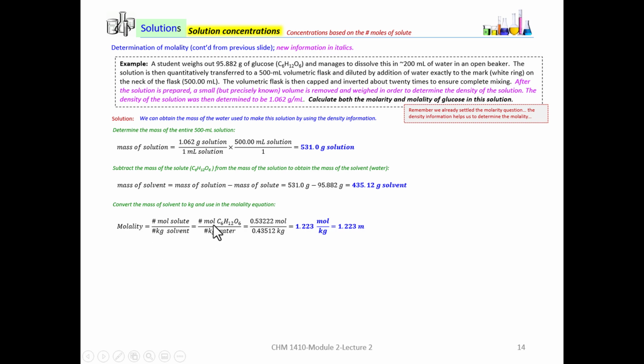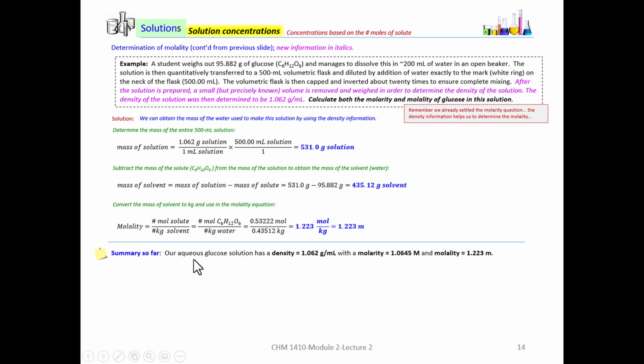So to get molality, we need the number of moles of glucose, which we have, divided by the number of kilograms of solvent, which I've gotten from just converting grams of solvent to kilograms. Remembering that I really only have 4 significant figures here, we get a molality of 1.223 moles per kilogram. The kilogram here is kilograms of solvent or water, or 1.223 small m.